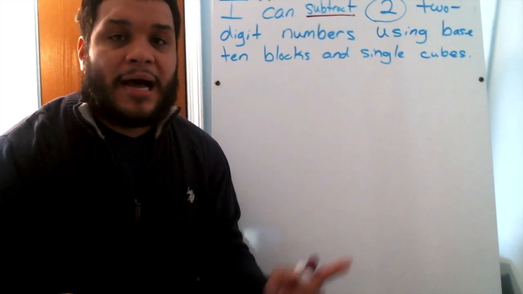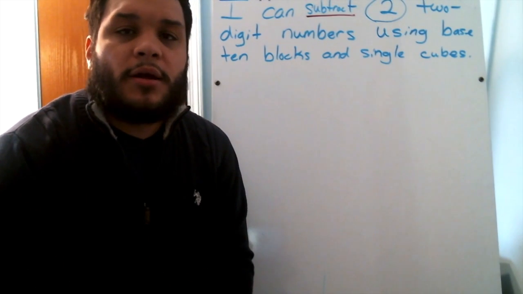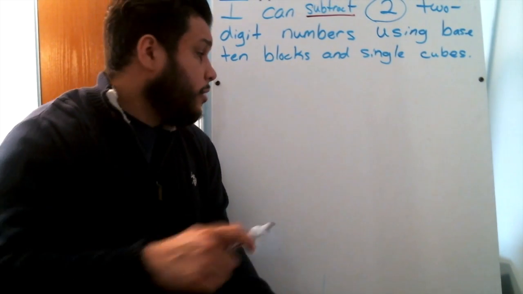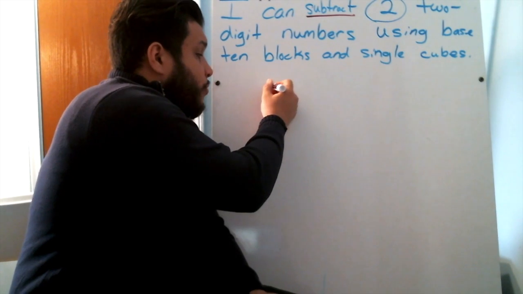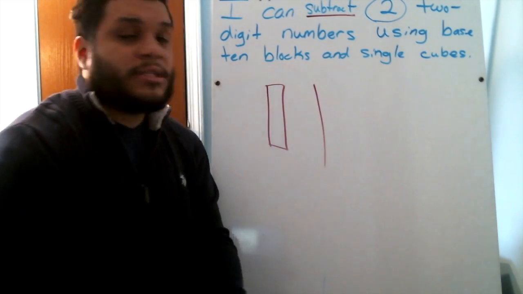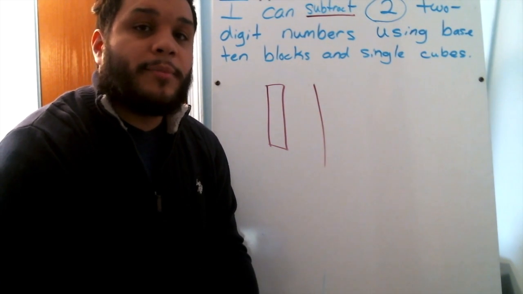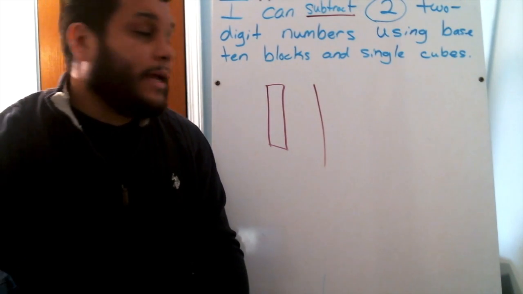Now I want to ask our critical question. Why is it important for us to draw a rectangle-based cube versus just a line for our base 10 blocks? We're going to break that question down using an example.